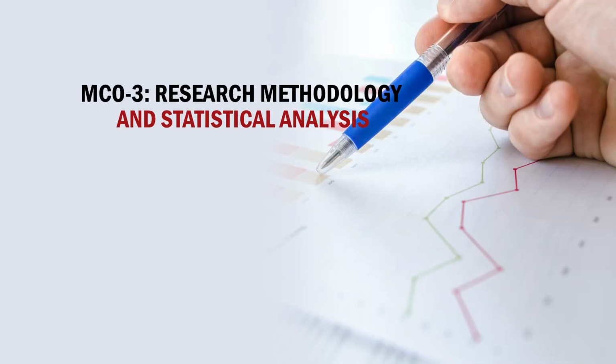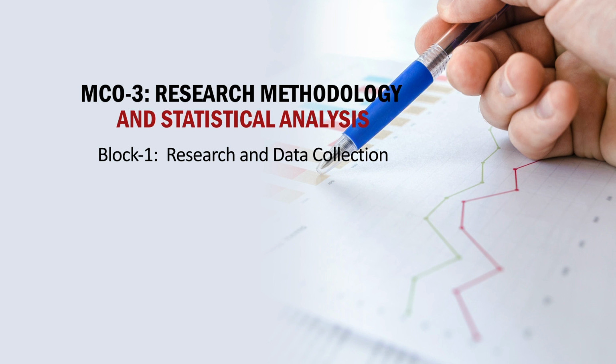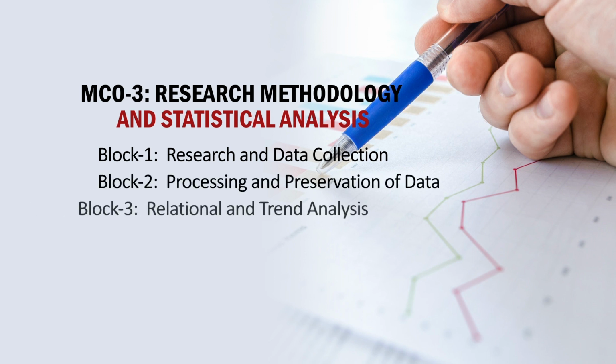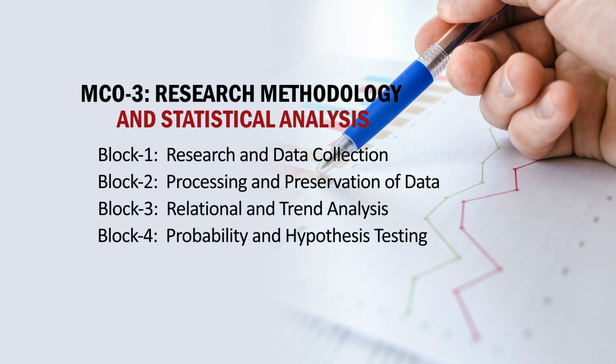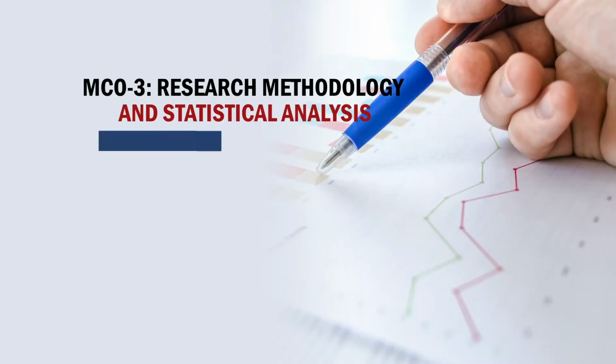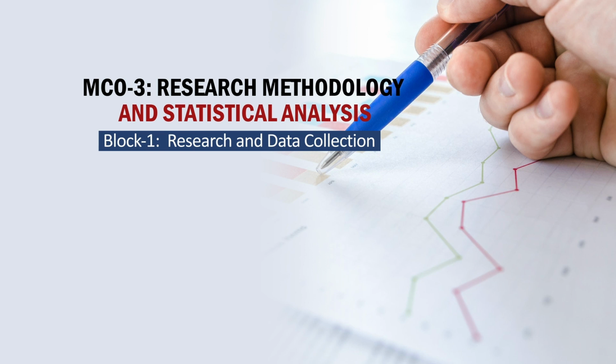If you go into the backdrop of this course, research methodology and statistical analysis, you will find that it is bifurcated into 5 important heads. It starts with research and data collection, then processing and preservation of data, then relational and trend analysis, then probability and hypothesis testing, and interpretation and reporting. So we are on the verge of completion of this first block, research and data collection. In this block, there are 5 important chapters which bridge the gap between each other and show how you are going to develop the concept.